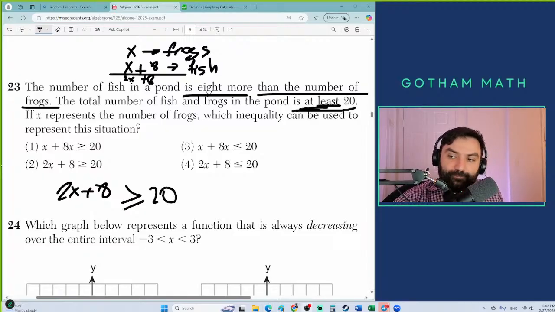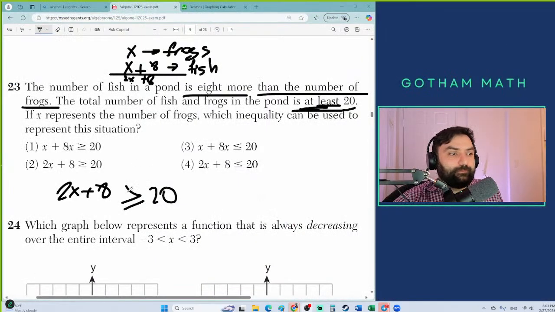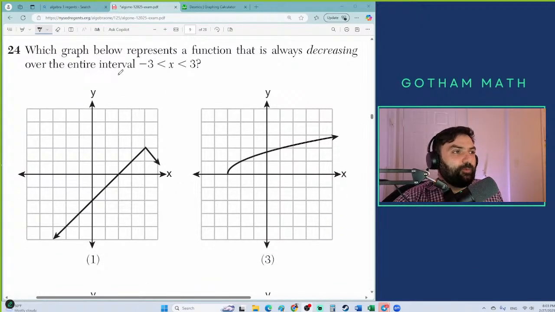All right, we're moving on. Next number is number 24. Which graph below represents a function that is always decreasing over the entire interval? Always decreasing between -3 and 3. All right, let's find when it's decreasing over -3 and 3. So -3 is here, 3 is here.